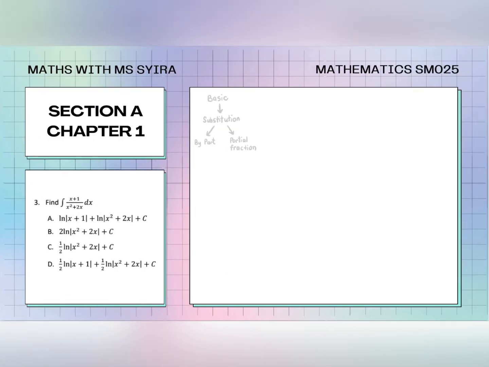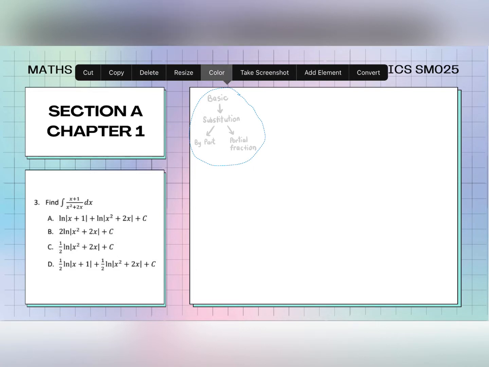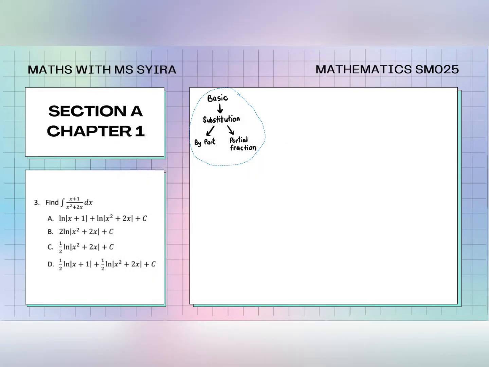Now, moving on to question number 3. Find the integral of x plus 1 over x squared plus 2x dx. So we have two options. Let's follow these rules before we integrate. For rules of integration, we should start with basic integration first. If the question cannot be solved by basic integration, then we are going to try to proceed with substitution.